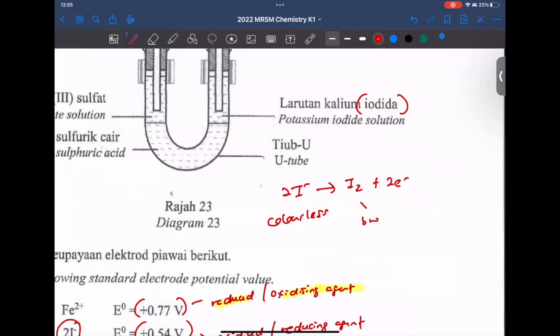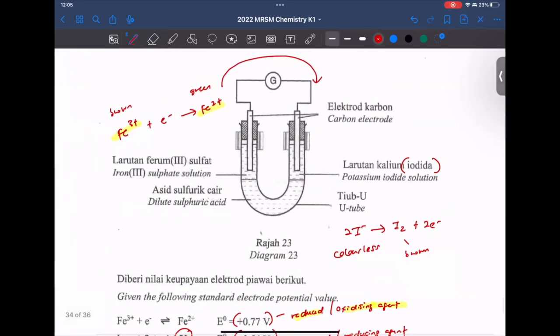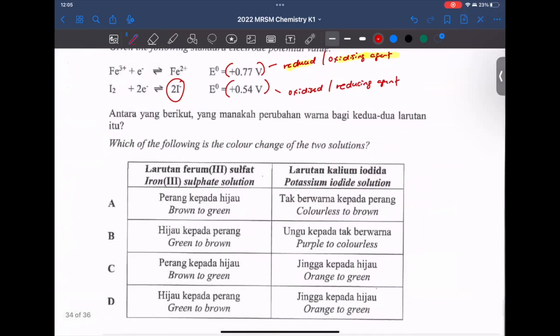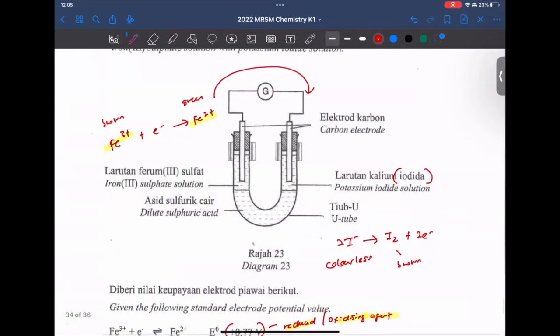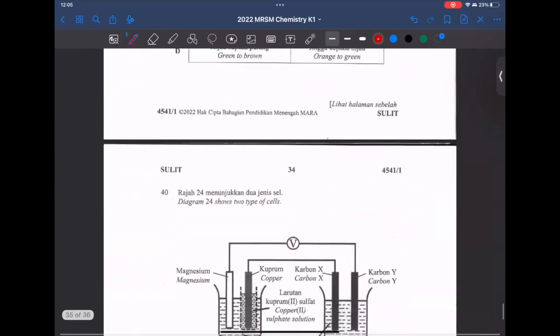So it's supposed to be brown after that. So I'll say that on the left side, the solution from brown turns to green, and then for the right side, it turns from colorless to brown. So the best answer here will be A, okay, brown to green, colorless to brown, according to the ions. So therefore, 39 is A.